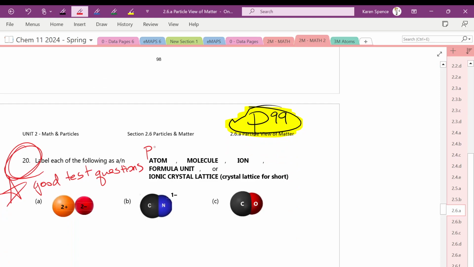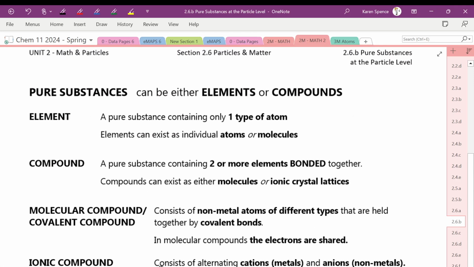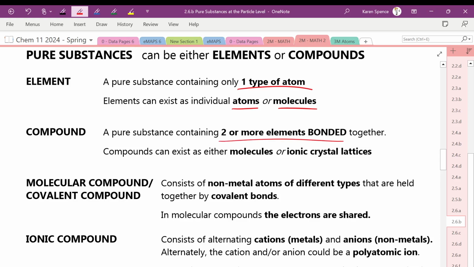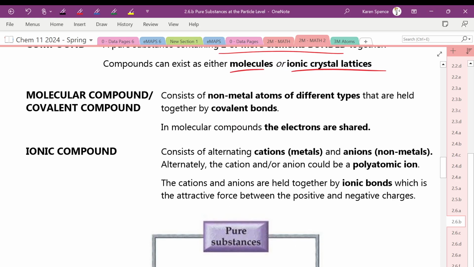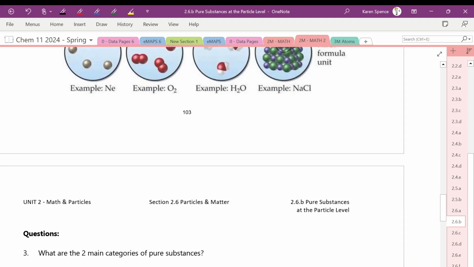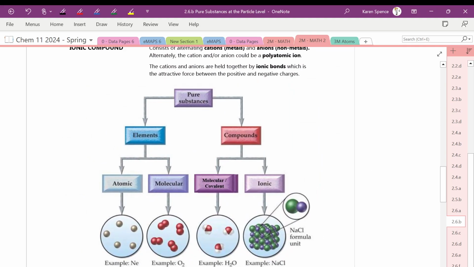Let's see if there's anything else in 2.6b that we need to cover, or if I should just give you some time to work on stuff today. Element, only one type of atom. Elements can exist as atoms or molecules. Compound, 2 or more elements bonded together. They can either be molecules or ionic crystal lattices. This diagram is on page 103. Does this diagram make sense to you?